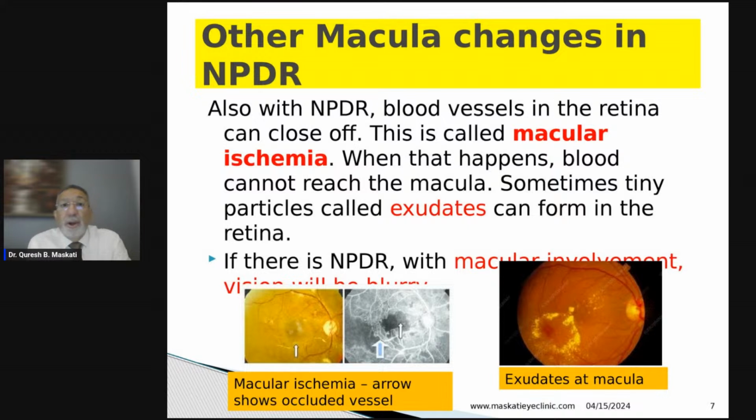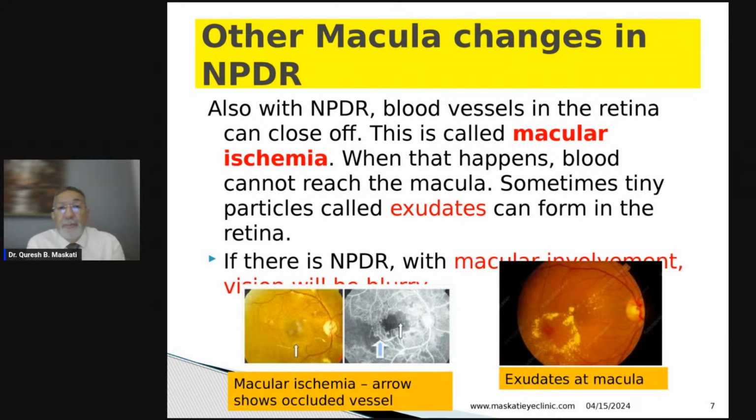So other macular changes in NPDR: blood vessels in the retina can close off. You can get ischemia. As you can see, the blood vessels, instead of being nice and pink, some of the blood vessels are yellowish over there. So there is no blood flowing through that. Cholesterol may be jamming it, just like you get coronary cholesterol deposits. You can get it in the macula, called macular ischemia.